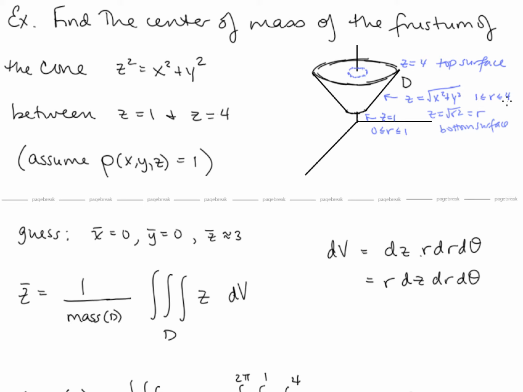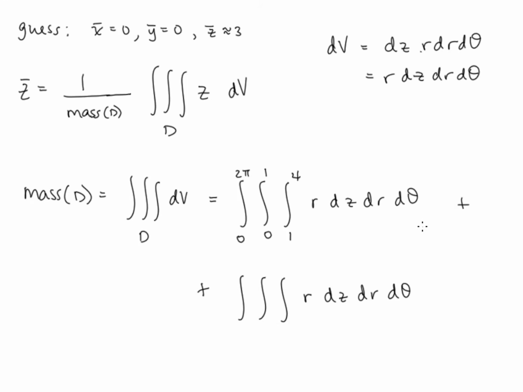Now for r between 1 and 4, we have z going from r to 4. Z goes from r to 4, r goes from 1 to 4, and again, theta goes from 0 to 2 pi. And so together, this computation will be the mass of our domain.